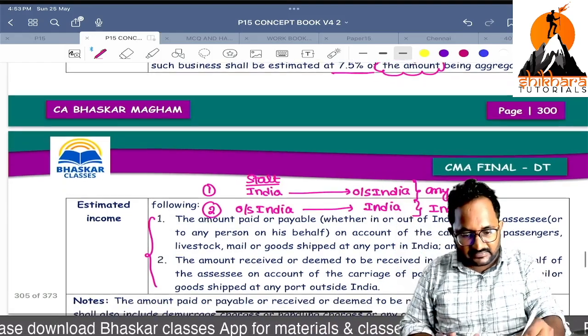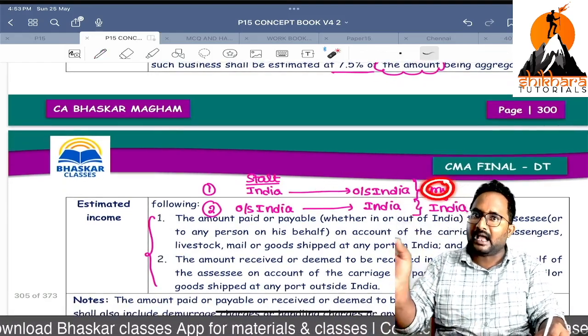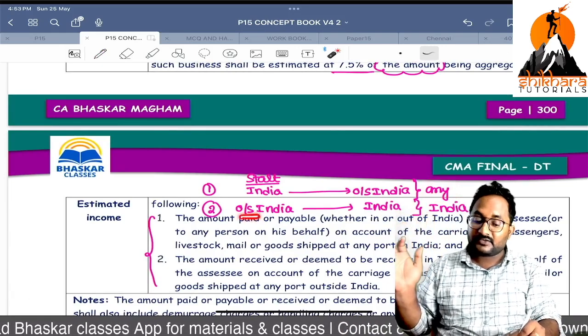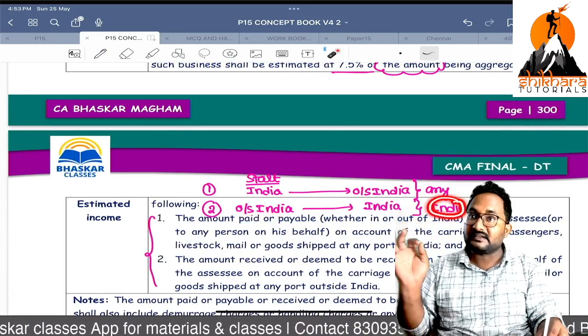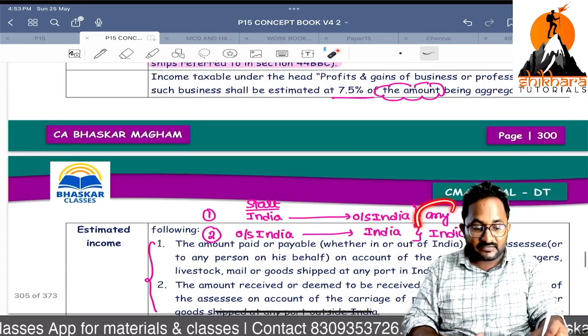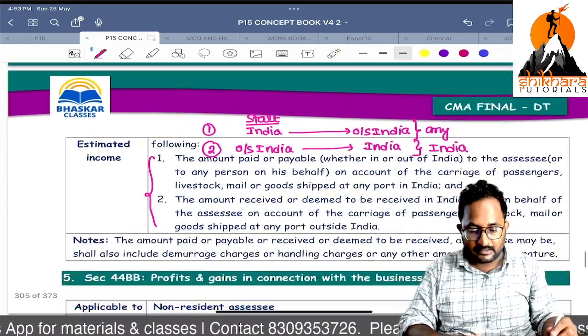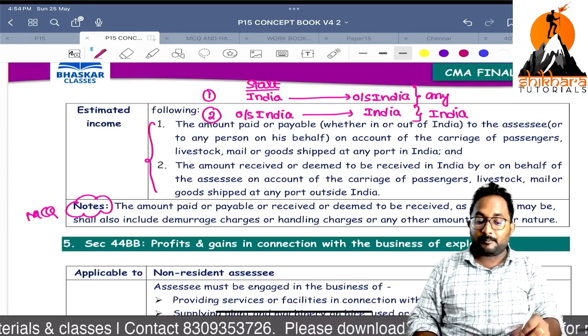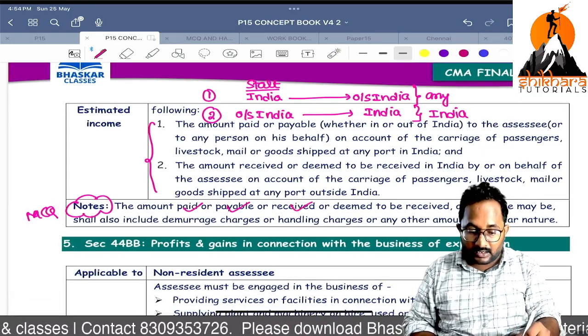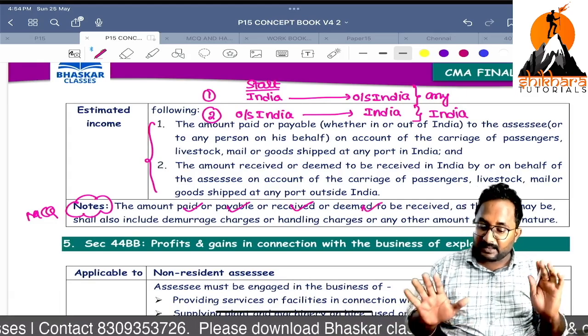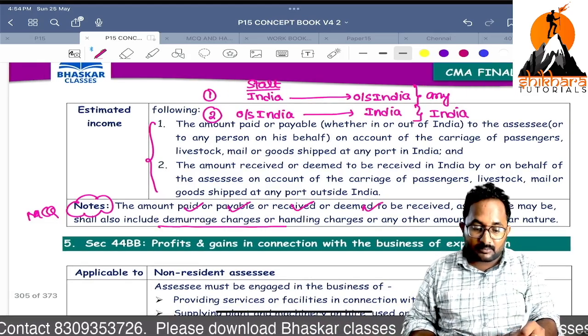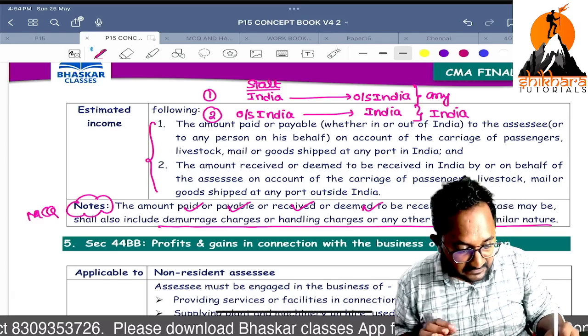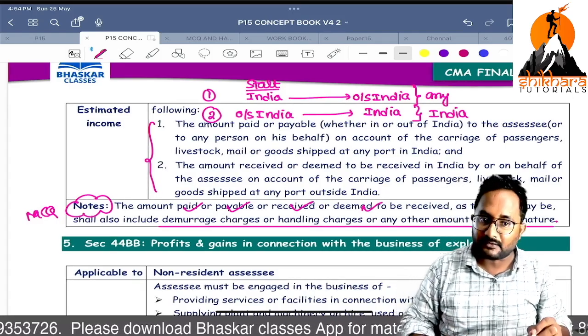So all the things can be included, whether that is received in India or outside India. Next, if the starting point is outside India, if that amount is received in India only, we can include it, and on this amount we can apply 7.5%. But one important point is there, an MCQ point, listen carefully. The amount paid or payable or received or receivable, as the case may be, shall also include what? Demurrage charges, handling charges or any other charges of similar nature.